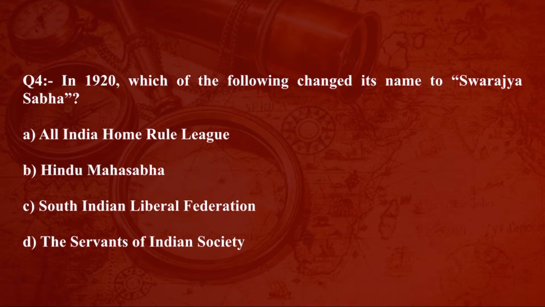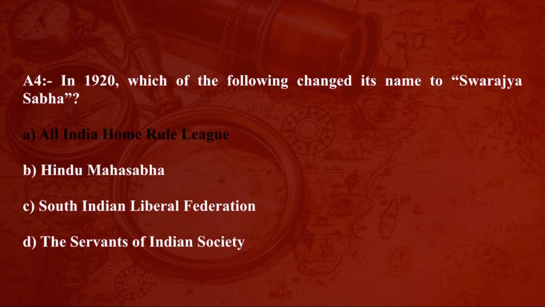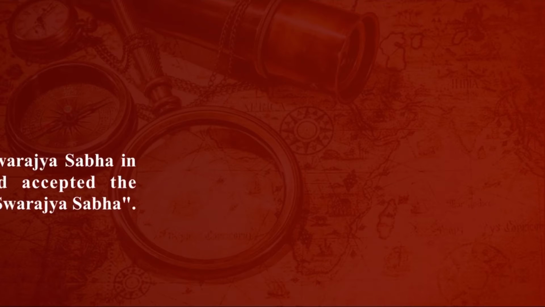So question number 4 is, in 1920, which of the following changed its name to Swarajya Sabha? Option A, All India Home Rule League. Option B, Hindu Mahasabha. Option C, South Indian Liberal Federation. Or option D, the Servants of Indian Society. So answer of this question is option A, All India Home Rule League. Now let's see the explanation.